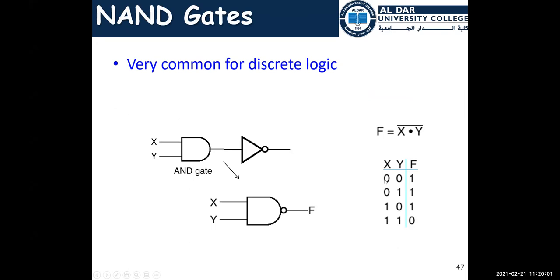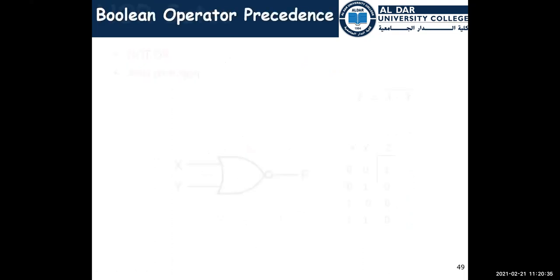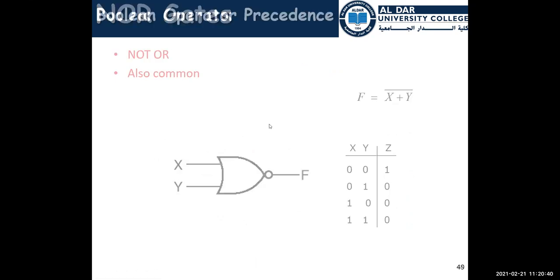As you see, or if you remember, the AND gate gives 00 equals 0, 01 equals 0, 10 equals 0, and 11 equals 1. If we invert it, we will see this output, which is 1110. And as I told you, the NAND gate has higher performance compared to the AND gate. The NOR gate can also be represented using this symbol, which is the inversion of the OR gate.